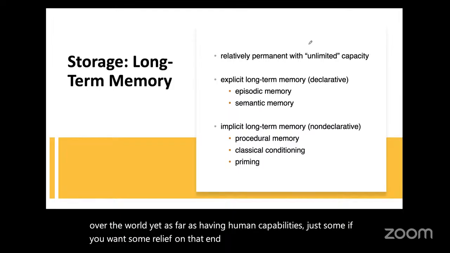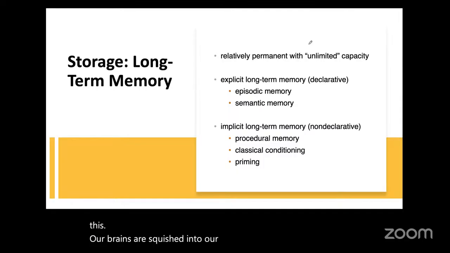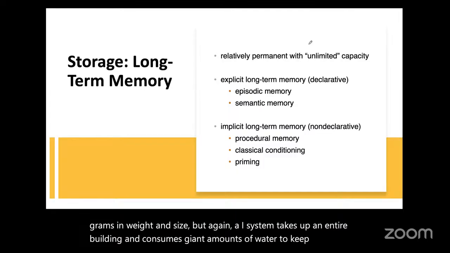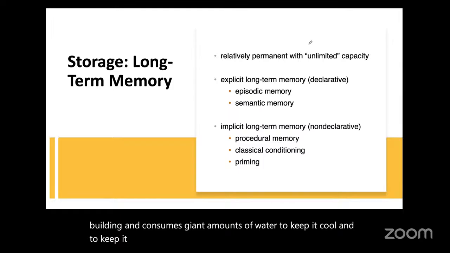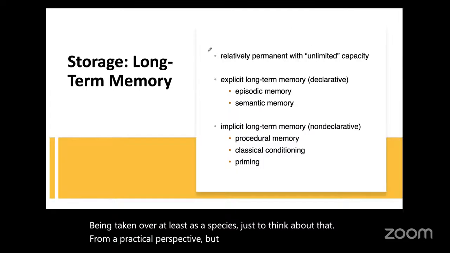Now, AI does have capacities, but I want you to think about this. Our brains are squished into our little skull. They're about eight, nine grams in weight and size. But again, an AI system takes up an entire building and consumes giant amounts of water to keep it cool and to keep it running. And so we're a little ways off from being taken over, at least as a species, just to think about that from a practical perspective. But anyways, that's another story for another day.